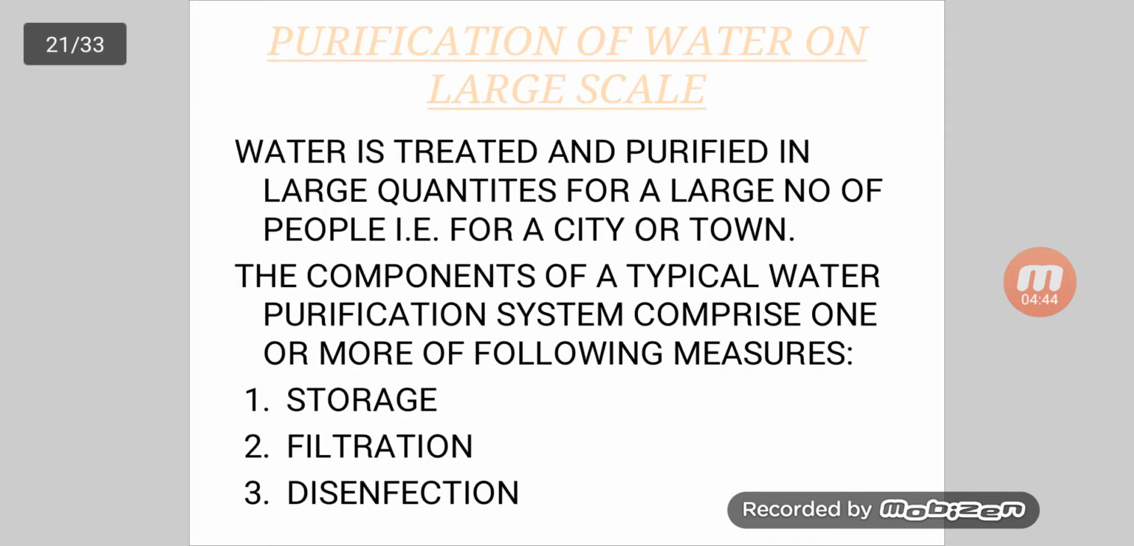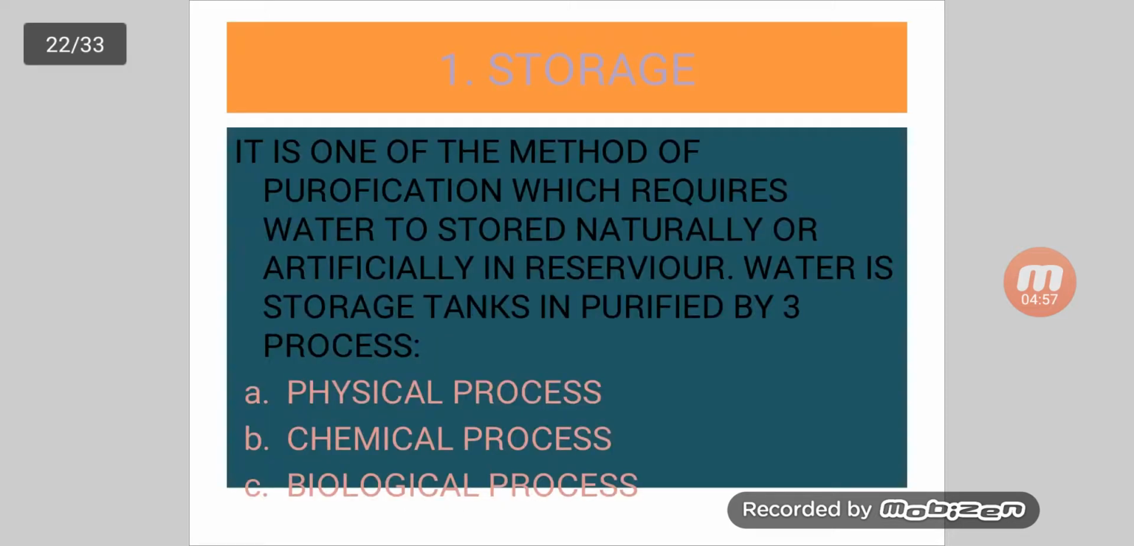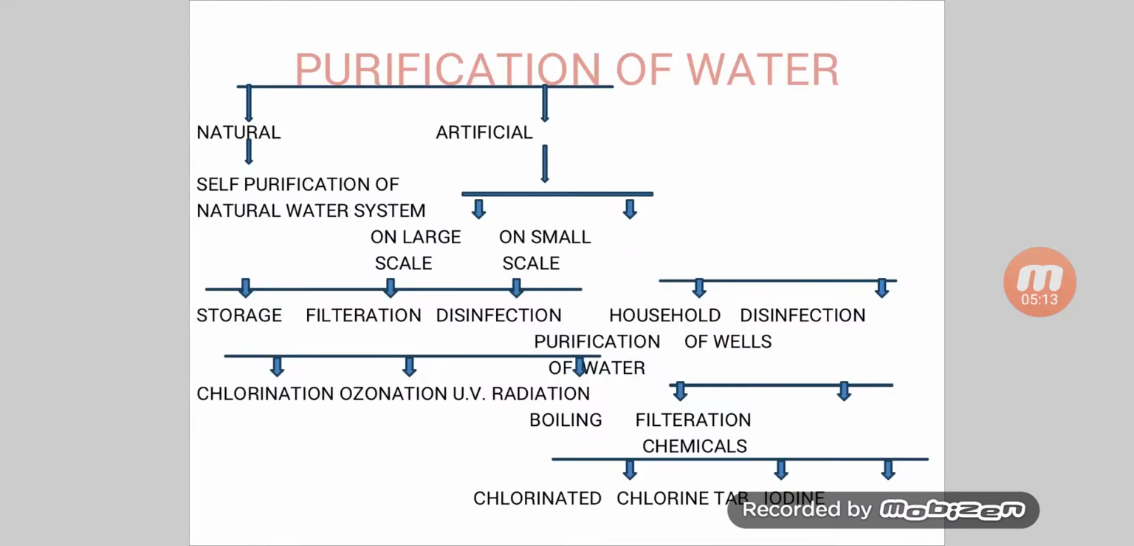Purification of water on a large scale. Water is treated and purified in large quantities for a large number of people for a city or a town. The components of a typical water purification system comprise one or more of the following measures: storage, filtration and disinfection. First, storage. It is one of the methods of purification which requires water to be stored naturally or artificially in reservoirs. Water is stored in tanks and purified by three processes: physical process, chemical process, and biological process.